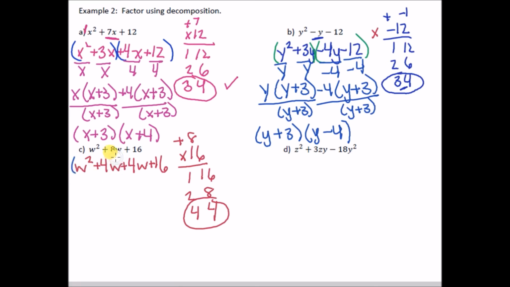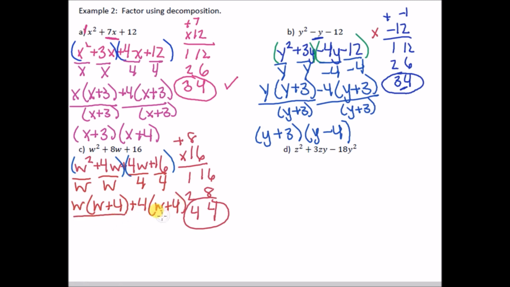Now, let's group this. Okay. Out of the first two terms, we can pull out a w. So we're left with w plus 4. And the second two terms, we're going to pull out a 4. So it's going to be plus 4, w plus 4. The common factor here is w plus 4. So we're going to write our common factor. And then we're going to write the leftover, w plus 4. And we can simplify this to w plus 4 squared.